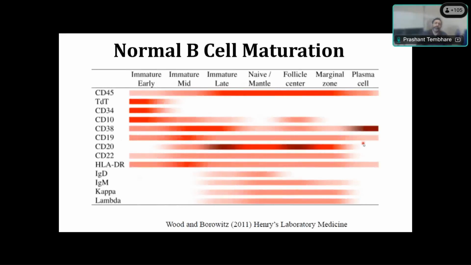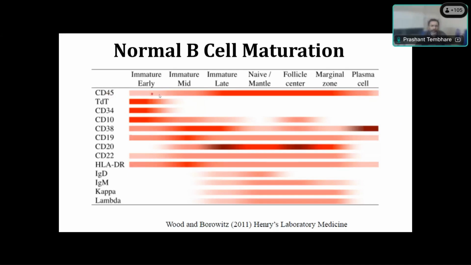Now we are going to focus on B-ALL. Most of you probably already have this book called Henry's Laboratory Medicine, right? This is a figure from it, and people who have done MD Pathology or are already using flow cytometry for MRD assessment are well aware of this figure. The color indicates the expression: white means absent, and red means present.